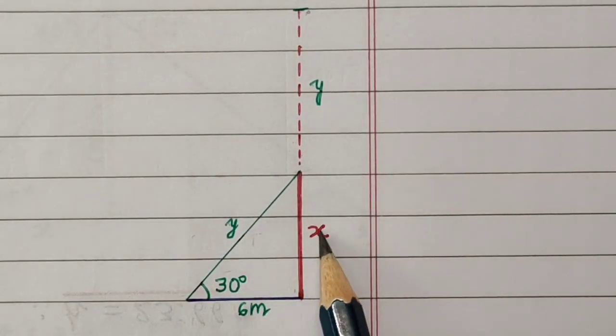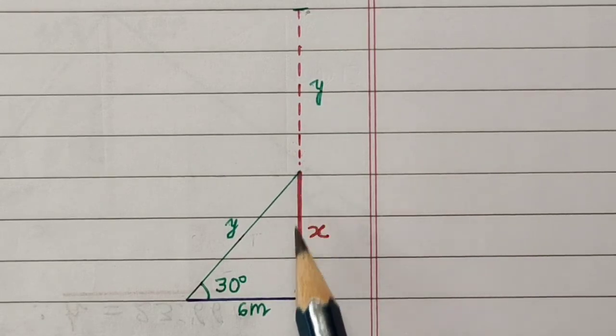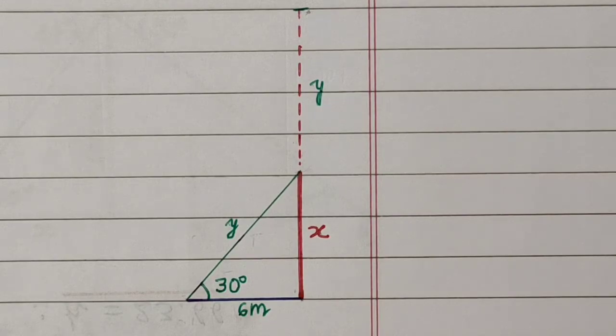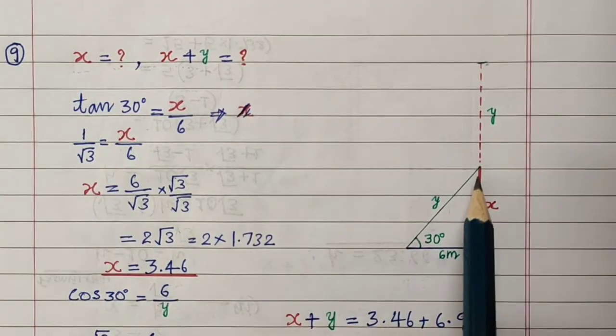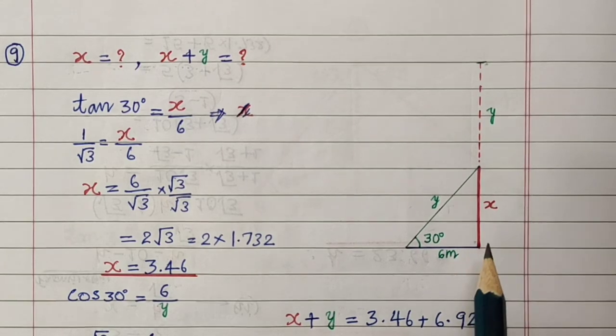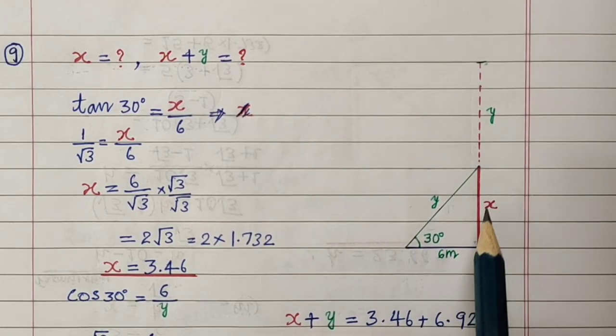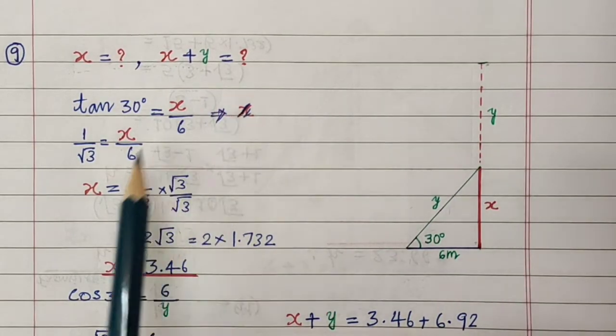If you calculate x plus y, that will give the original length of the tree. If we calculate x, we get the height at which the tree has broken. So we need to find out x, that is the height at which the tree has broken and fallen, which is not detached, from here to here. Then the original height is equal to x plus y. So we need to find out.